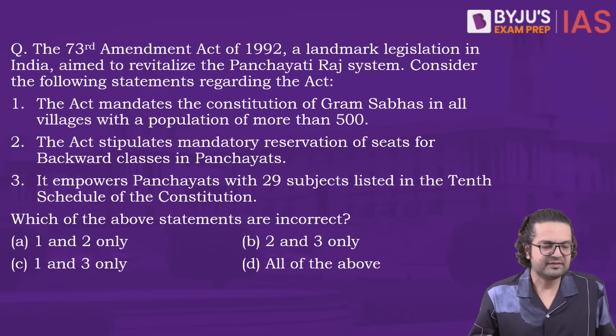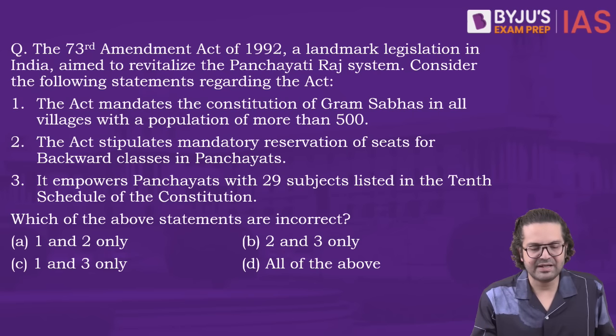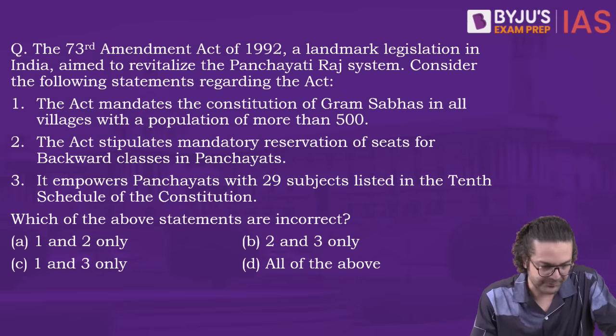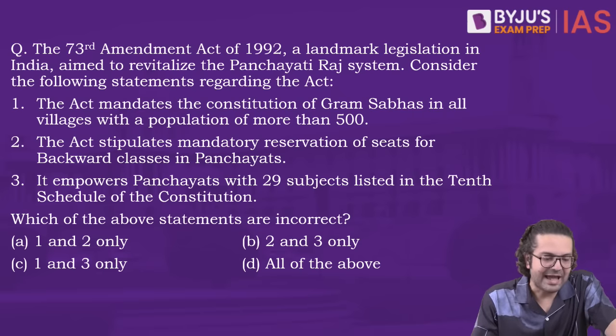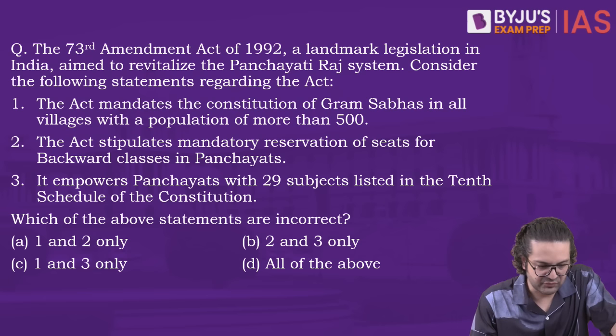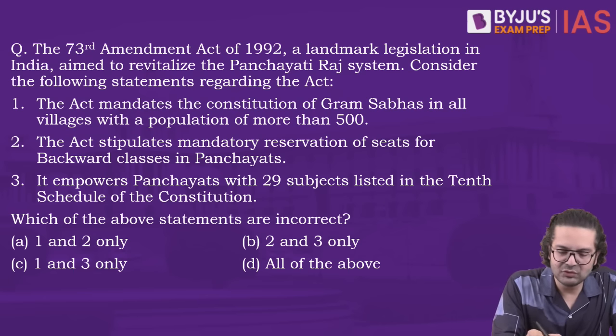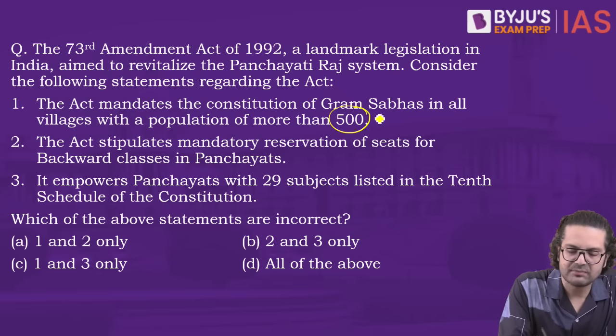Next. The 73rd Amendment Act of 1992, a landmark legislation in India, aimed to revitalize the Panchayati Raj system. Great. Consider the following statements regarding the Act. Okay. Number 1. The Act mandates the constitution of Gram Sabhas in all villages with a population of more than 500. No. There is no mandate of population.